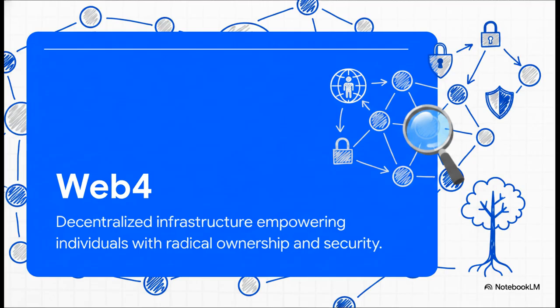Think about the internet's evolution. Web 1 was mostly reading static pages. Web 2 brought us social media, writing and interacting. Web 3 introduced decentralized currency and finance. So what's Web 4? Web 4 is all about decentralizing identity. It's about empowering individuals with radical ownership and total security over their digital lives, finally severing our reliance on third-party tech giants to tell the rest of the world who we are.